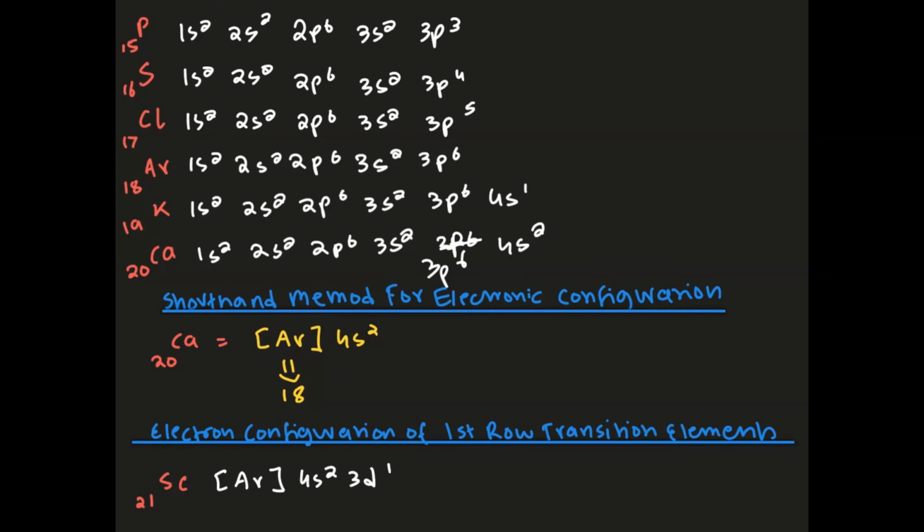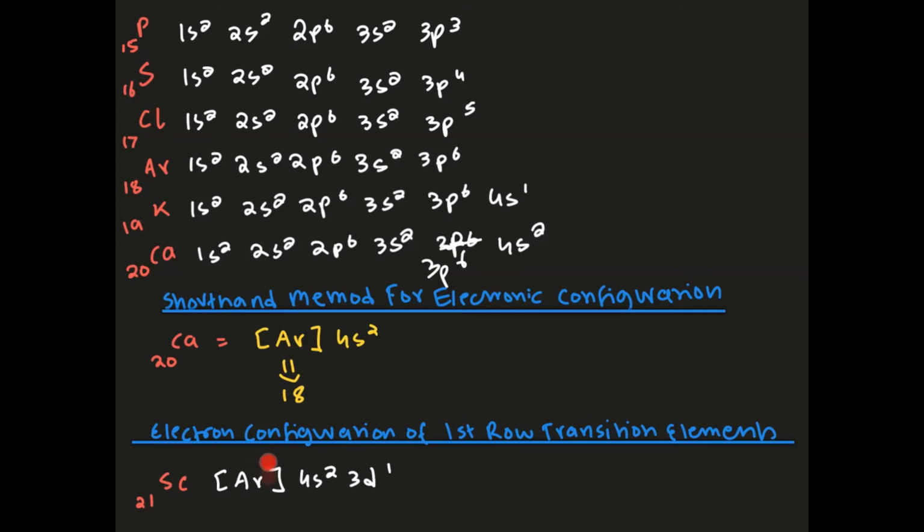For example, in calcium you have 20 electrons, right? So we can use this symbol to represent the first 18 electrons, which is basically this over here. And then we can just take 4s2 to represent the next 2 electrons. So this is going to save a lot of space. And when we look at the electronic configuration of the first row transition elements, we're going to be using this method. So as you can see, this element over here has 21 electrons.